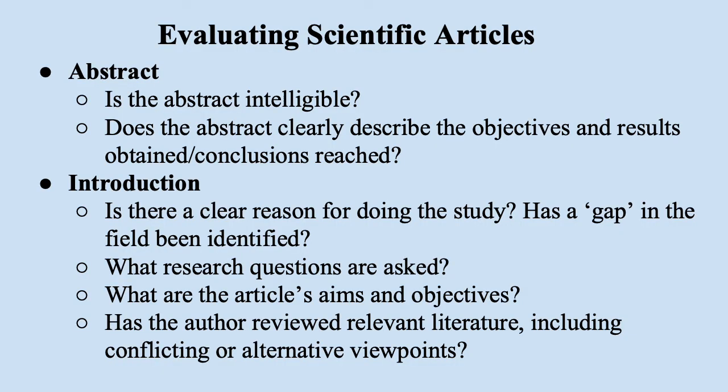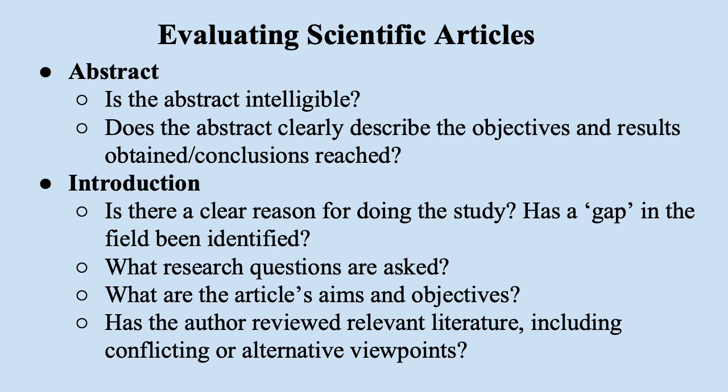So when it comes to evaluating scientific articles, the first thing you want to look at is the abstract. And you want to ask yourself whether it is intelligible and if it clearly describes the objectives and results obtained and the conclusions reached. So the abstract, as I mentioned before, should give a comprehensive overview of the article, of its main points, its main methodologies, its main argument, and its main findings. So you want to ask yourself if the abstract is including that information.